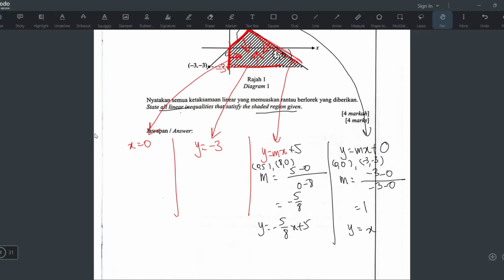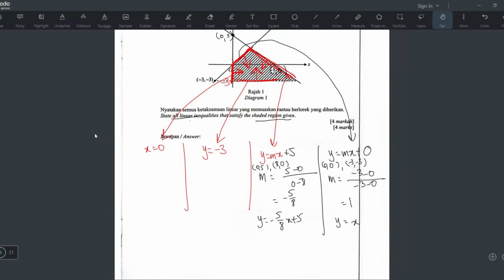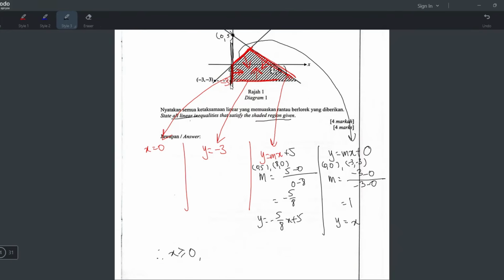Okay. You still haven't got full marks because they're asking for inequalities. So you have to change all the equal signs to bigger or smaller. So the first equation is x equals 0, and the equal will change to what? Don't forget the x equals 0 is this line right here, the y-axis. So you have to write bigger, right? And it's actually bigger than or equal to, because it's a solid line and the shaded region is on the right side of this line.